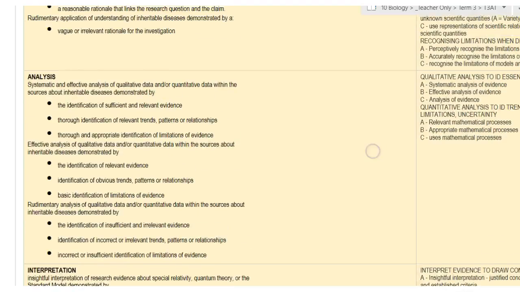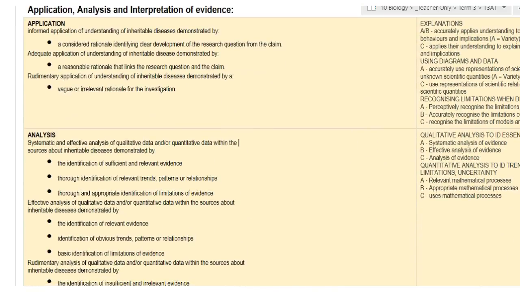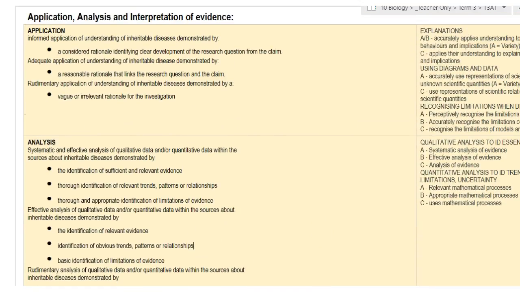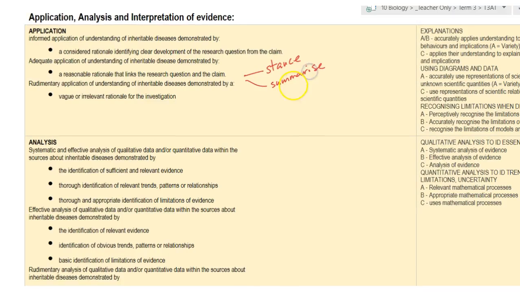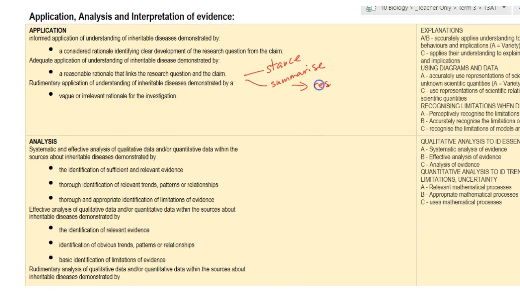Now, how you apply that research to back yourself up comes under application and analysis and interpretation. So here you're looking for, at first, a considered or reasonable rationale to pass, which means you have to take a stance, you have to tell me what your stance is, and you have to summarize the reasons why you have taken that stance, and those summaries need to be based on your research. Okay, they can't just be a general one. It has to be based on research. Otherwise, it's not a reasoned rationale.